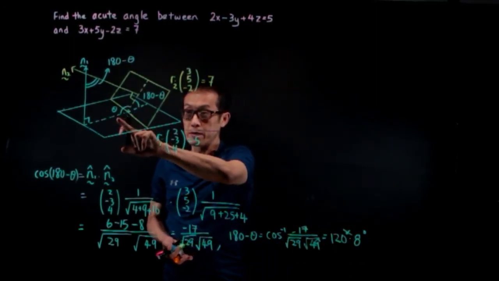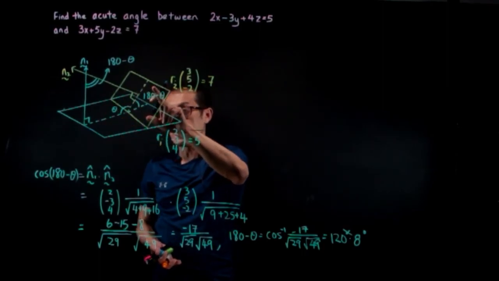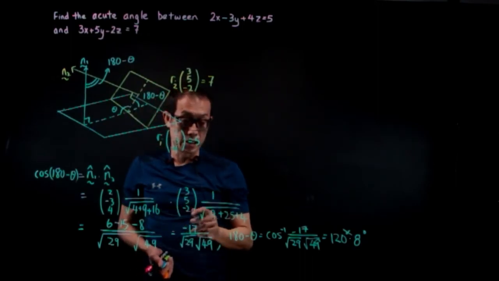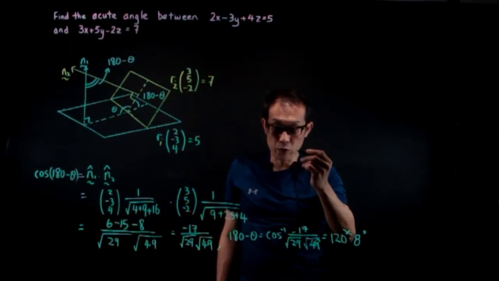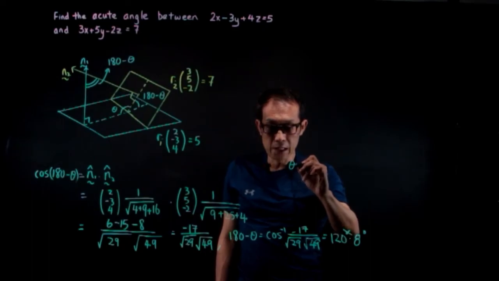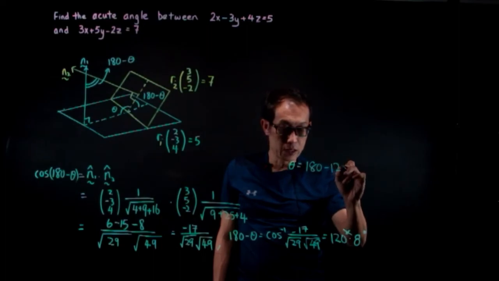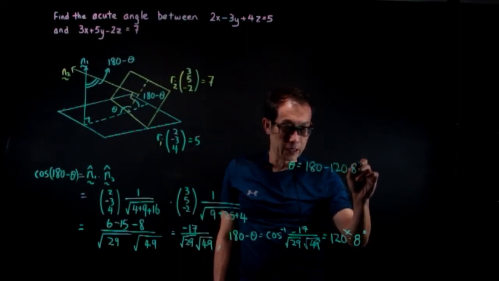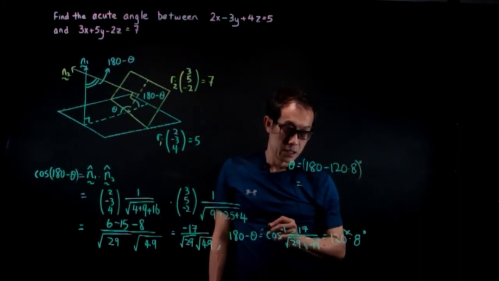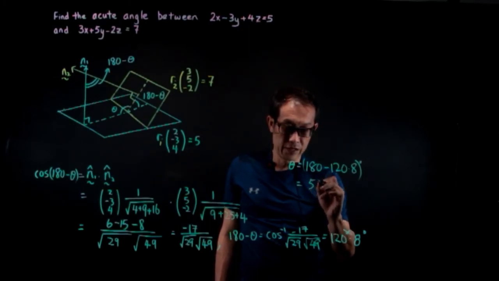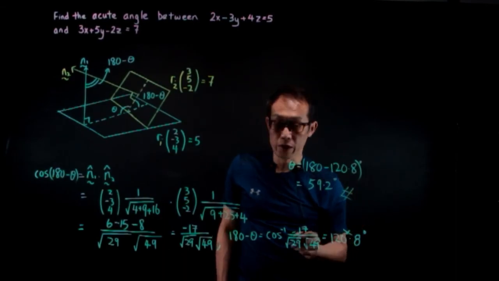Look at this diagram. If this is theta, this will be 180 minus theta. If I call this 180 minus theta, then this side will be theta. So the required angle is theta equals 180 degrees minus 120.8 degrees. What will you get? You will get 59.2 degrees. This is the required angle.